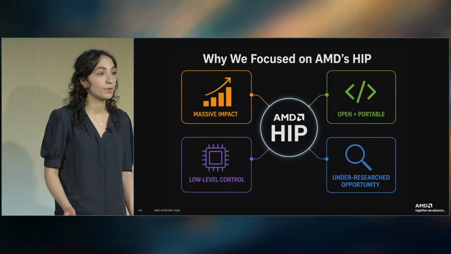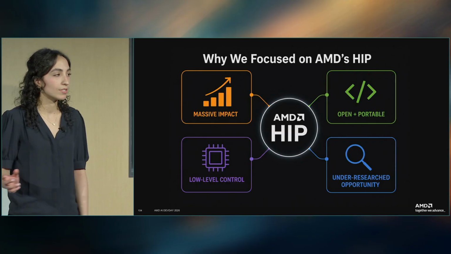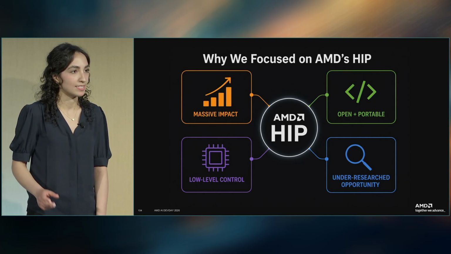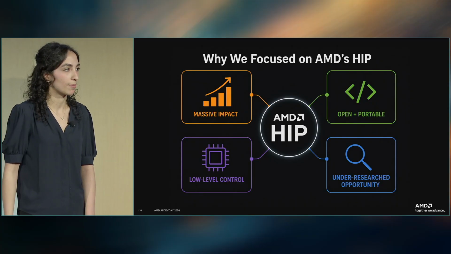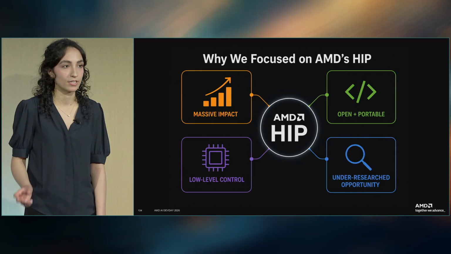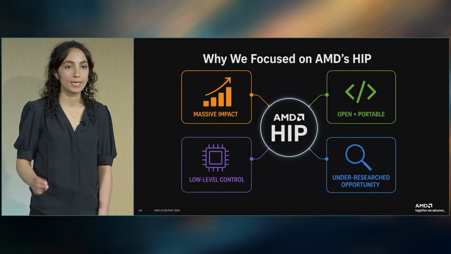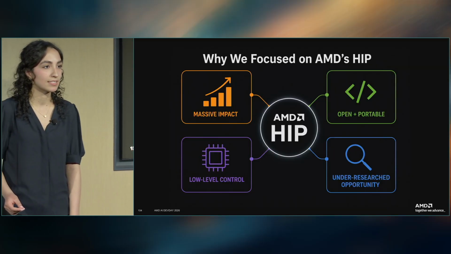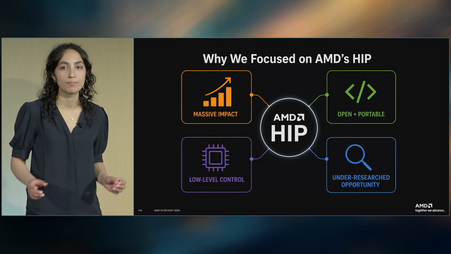Second was that HIP is open and portable. HIP is part of AMD's open ROCm software stack, so developers and researchers can inspect the tools and build on them. Also, AMD HIP is easy to adapt across different GPU setups. Third was the under-researched opportunity. Most of the kernel generation research that we read through focused almost entirely on NVIDIA's CUDA. And lastly was the low-level control. AMD HIP lets us get close to the hardware. We can directly reason about things like memory access, synchronization, and other low-level kernel-specific optimizations that are really important for performance.